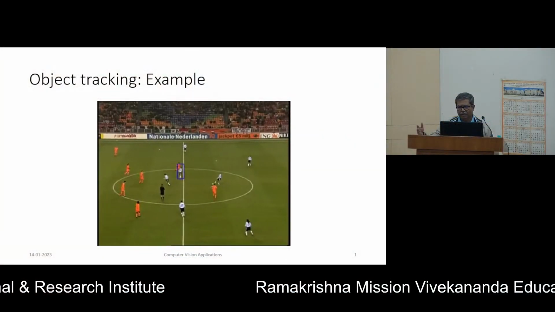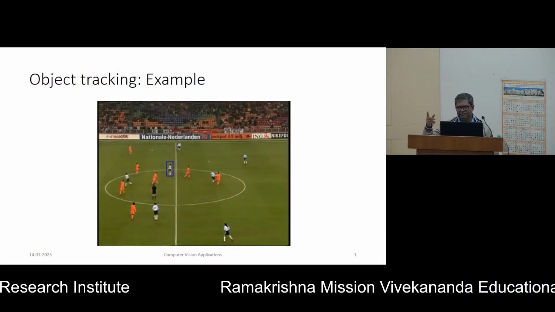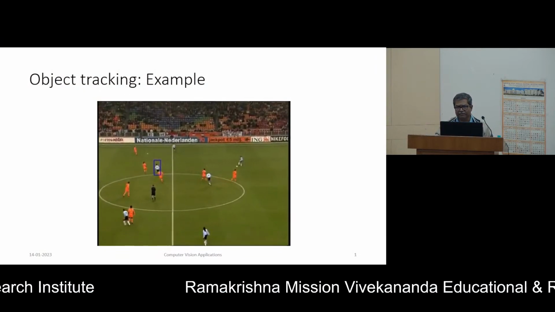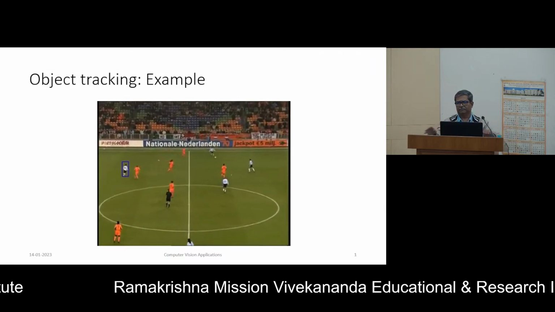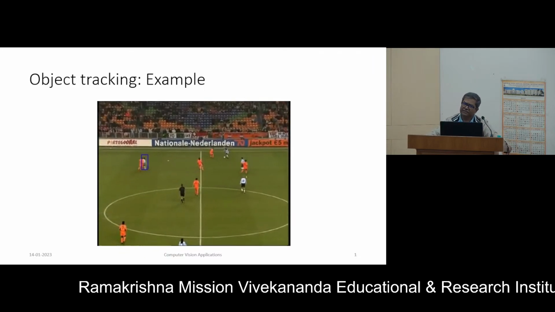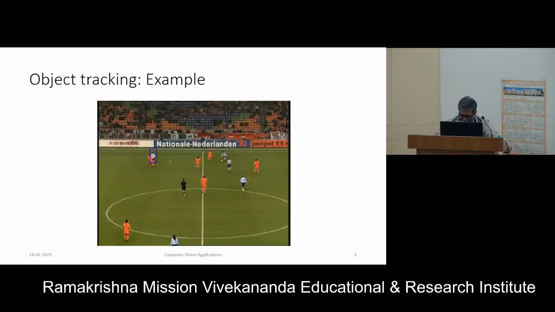And sometime later, we can change it to a player with a white jersey. We can also track him. Okay. And interestingly, even on the overlap, we still can successfully track that object.